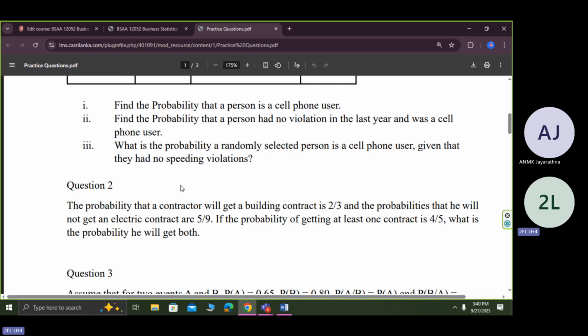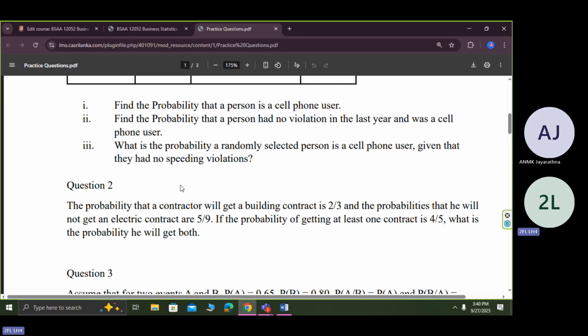Okay, then tell me, Roman number 2 and 3, are they the same question or is there a difference? If the two are not the same, there is a difference. Question Roman number 2 was: find the probability that the person had no violation in the last year and cell phone use. Okay, then 'and' means for these two events we need to find the joint occurrence. 'And' means both. It's clear?